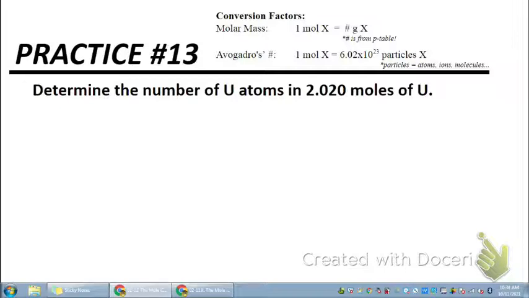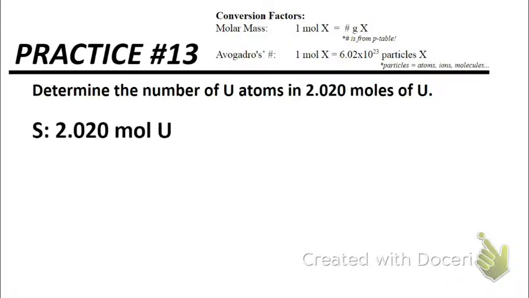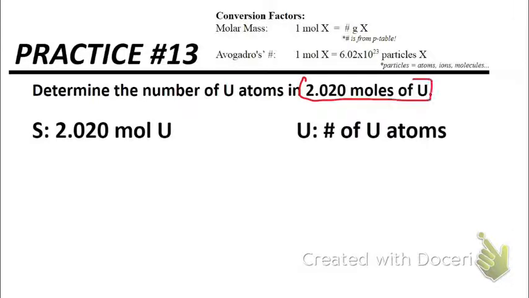So let's look at question number 13. 13 asks us to determine the number of uranium atoms in 2.020 moles of uranium. We are starting with 2.020 moles of uranium, and we're trying to get to the number of atoms of uranium. So just to keep things color-coded here, I'm starting with 2.020 moles of uranium, which I put here. And I need to get to number of atoms of uranium.